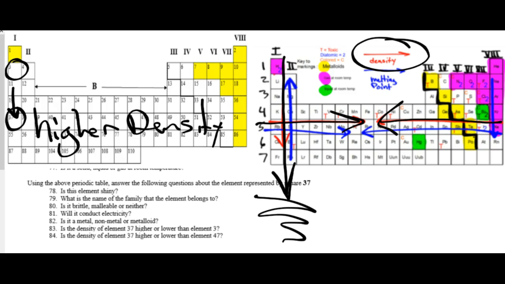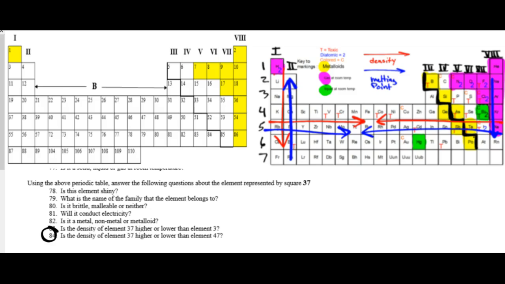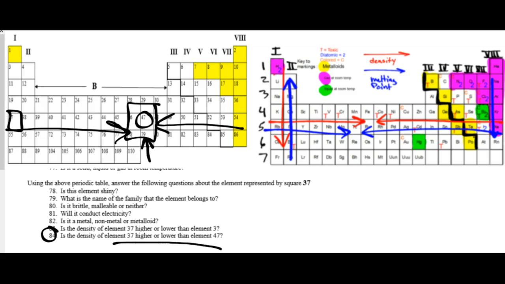All right, let's look at number 84. Is the density of 37 again higher or lower than element 47? Remember, density increases as we go towards the middle. So since this is more in the middle, this one would be more dense. So to answer this question, 37 would be less dense than 47.